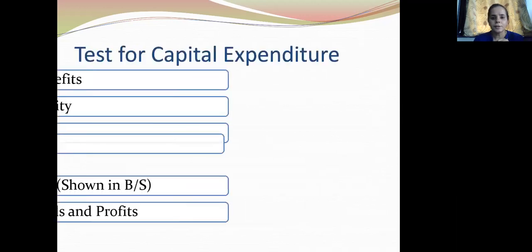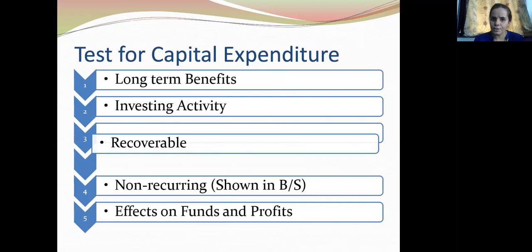As a student, how will you recognize these are capital expenditure? The first test for capital expenditure is it's a long-term benefit. It means once the company does this expense, its benefit is for a longer period. Second test is investing. It means expenses on these types of assets are a type of investment for the company. And next most important is that it is recoverable. It means at the end of the life of the asset, if the company sells it, the company will get something in return. So these types of expenses are recoverable.